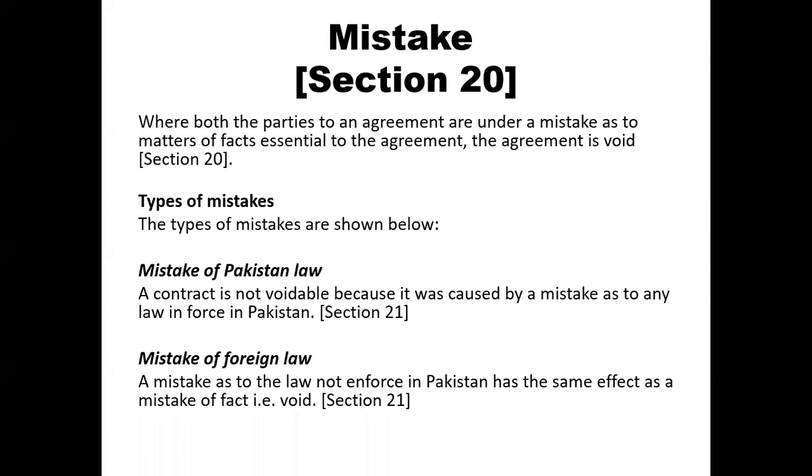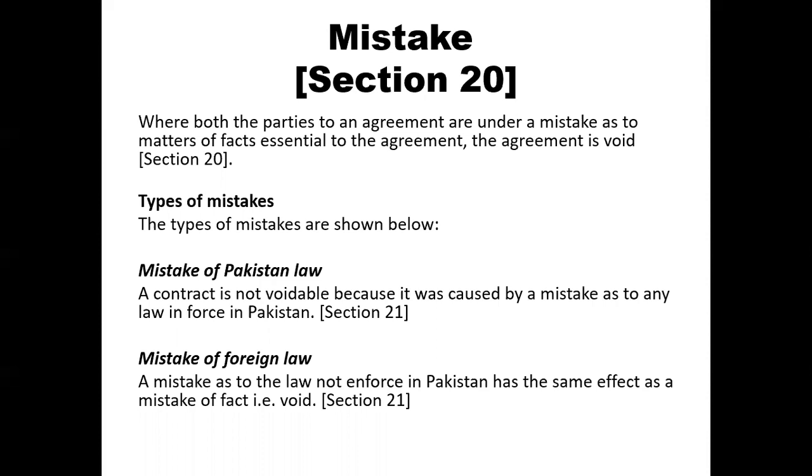The first one is when both the parties to an agreement are under a mistake as to a matter of fact essential to the agreement, the agreement is void under Section 20. Both parties are not in the same position and are in a mistake regarding a subject matter or any fact that is essential to the agreement, then such agreement is actually void, because there is no consensus on the same object.